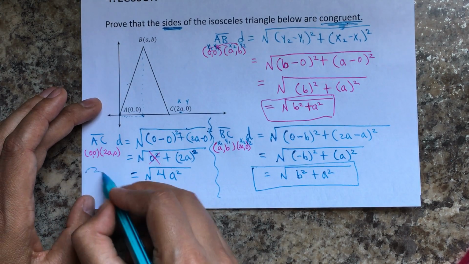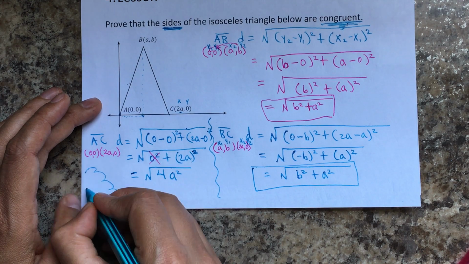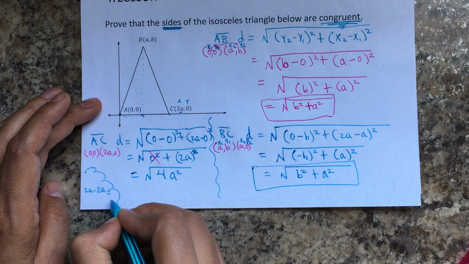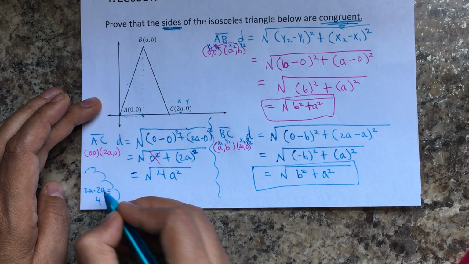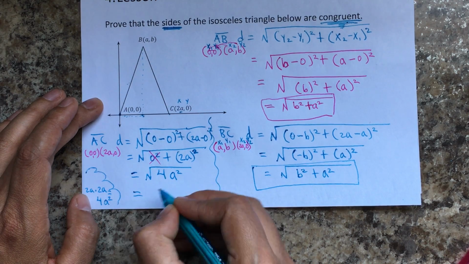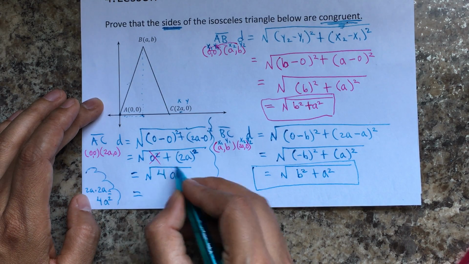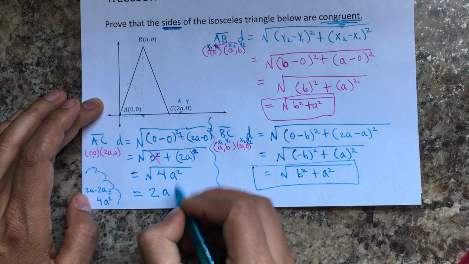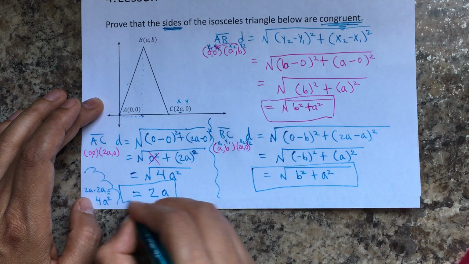And I'm going to do it on the side. So (2a) squared means 2a times 2a. 2 times 2, 4. A times a, a squared. Okay? And the square root of that is going to be, the square root of 4 is 2. The square root of a squared is a. So this is the answer for the third side.